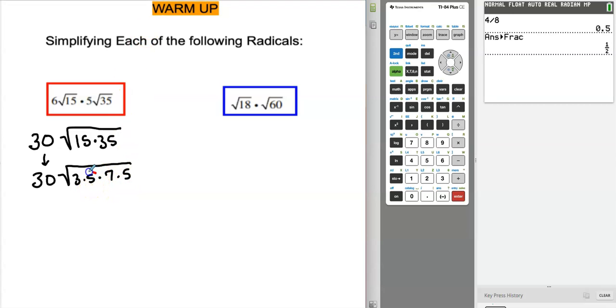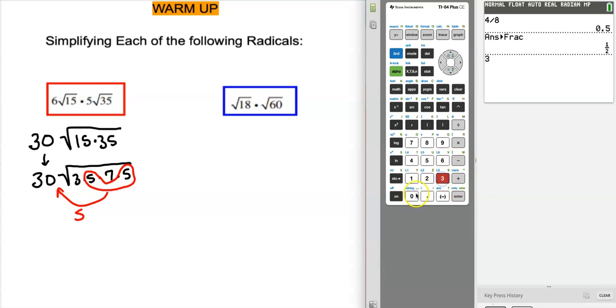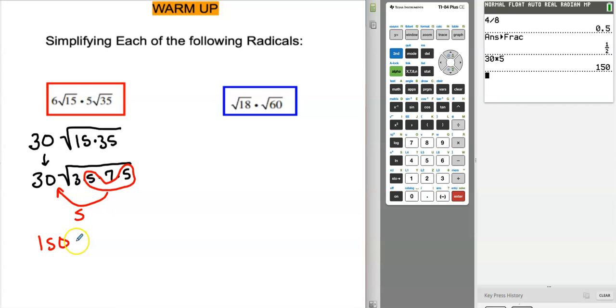So I see very clearly that I have a pair of 5s. So I can pull a 5 out of the radical. And so this becomes 30 times 5. Well, over here, I'm just going to go off to the side and do 30 times 5. Okay, which gives me 150. So 150 times the square root of, well, you can't do anything with the 3 and the 7, so therefore they have to stay under there. And when they stay under there, you multiply them back together. So this gives you 150 times the square root of 121.